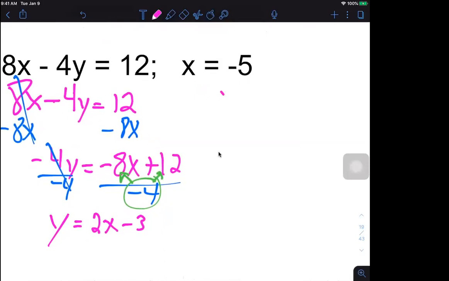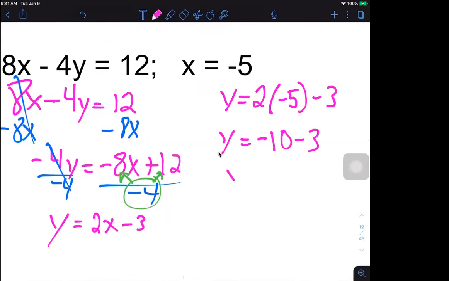We're going to go ahead and plug in. Remember, anytime you plug in, we use parentheses. Jason, while I got you on the line there, what's 2 times negative 5? Negative 10. What's negative 10 minus 3 more? Negative 13. Negative 13. Awesome.